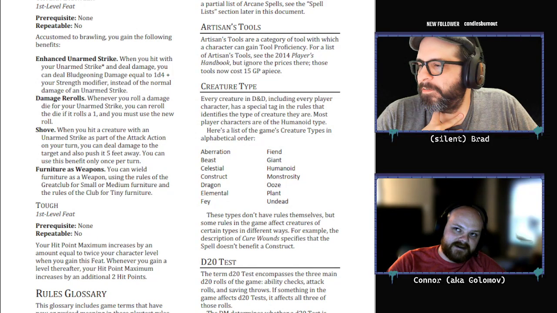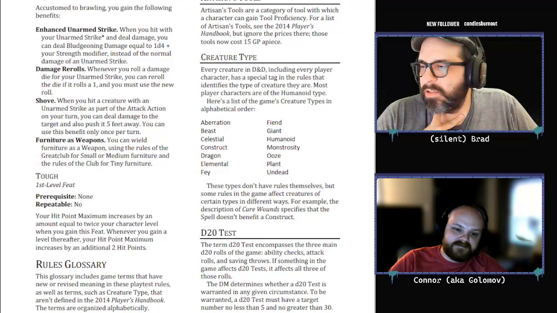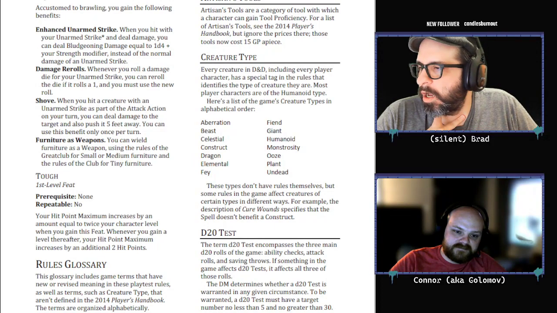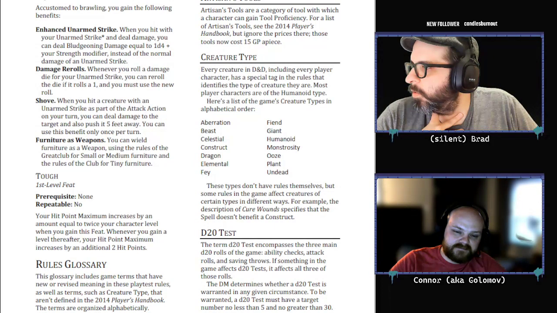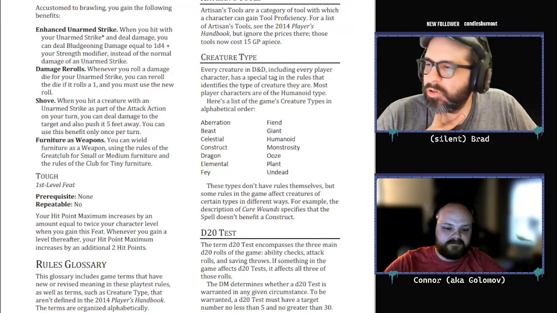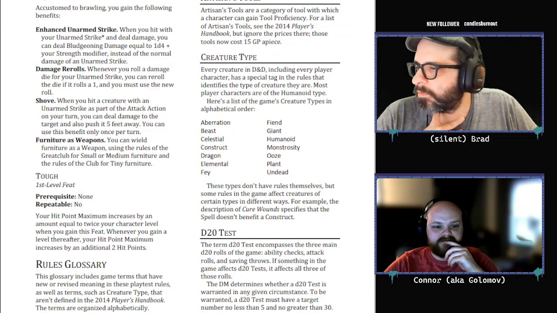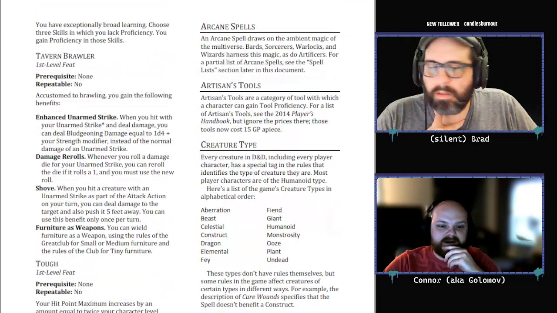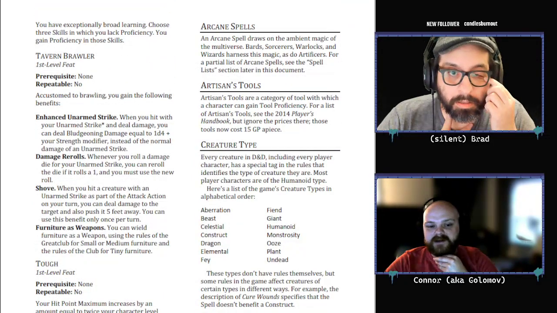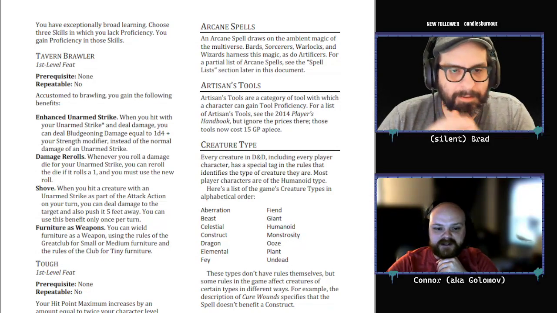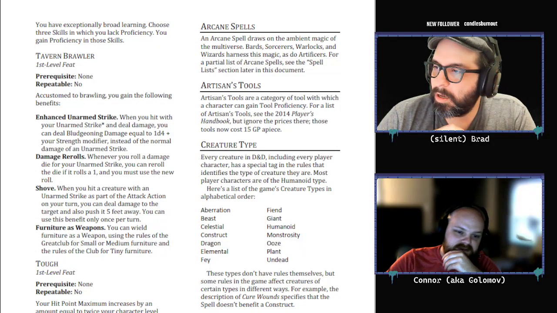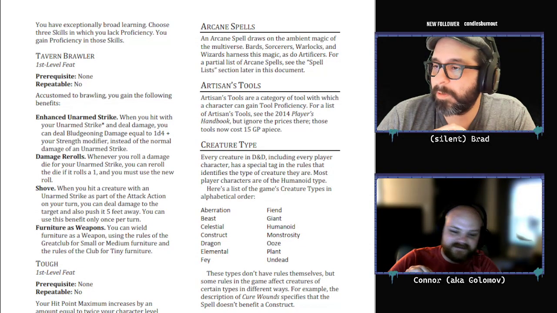And then Tough is exactly the same as it was before. HP maximum increases by 2 HP per level when you gain this feat and every level thereafter, so yeah, the same. An easy way to counterbalance the grab is contested strength checks. And you can use it on every attack. Yeah, that would be one way to do it.